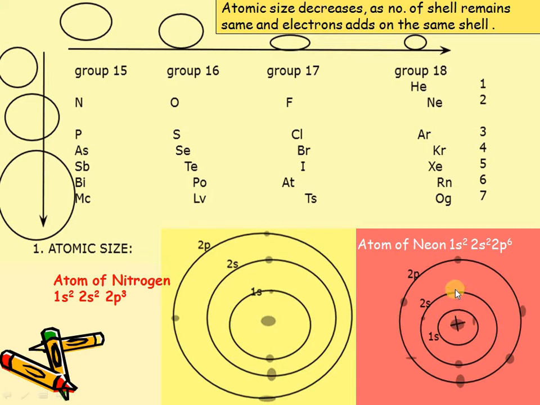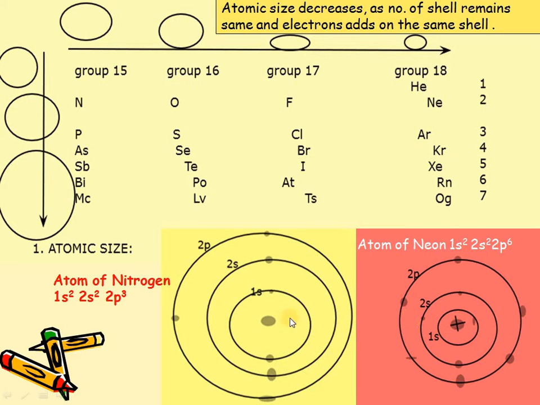This is the first shell, second shell, third shell. This is the first shell, second shell and third shell. Both atoms are in the second period. This here represents the periods 1, 2, 3, 4, 5, 6, 7. So I have discussed two elements from period number two, which means both have the same number of shells, but the variation of size is there only because of the increase in nuclear charge.